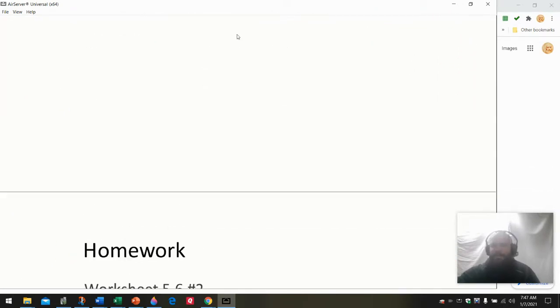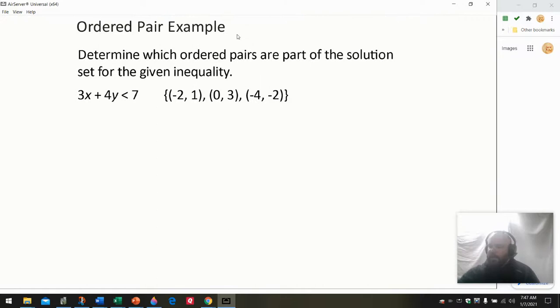Okay, so the last example I'm going to show you here today is it asks you to determine which ordered pairs are part of the solution set for the given inequality. And so the way we figure out whether it's a part of a solution set is you substitute it in. So you can see this is an X in an ordered pair, that's a Y. This is an X, this is a Y, that's an X, this is a Y. So each pair needs to be substituted in. And so I'm going to go ahead and do that.